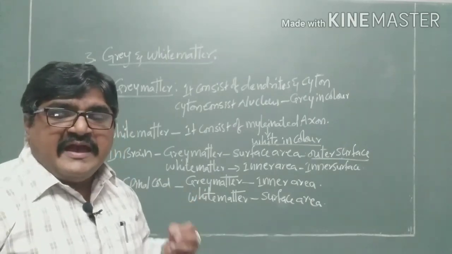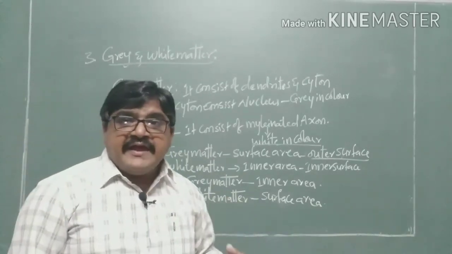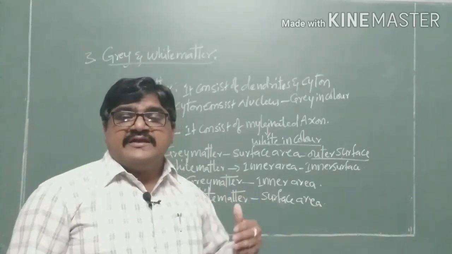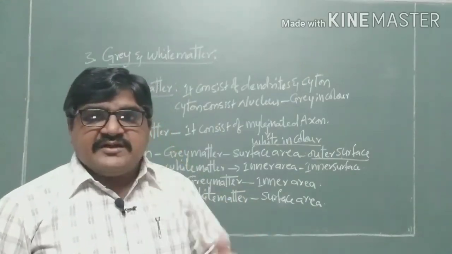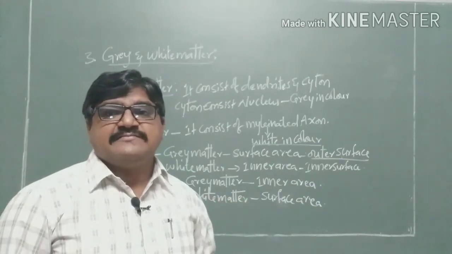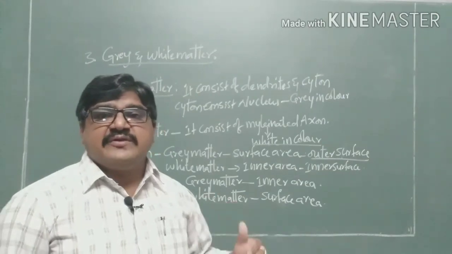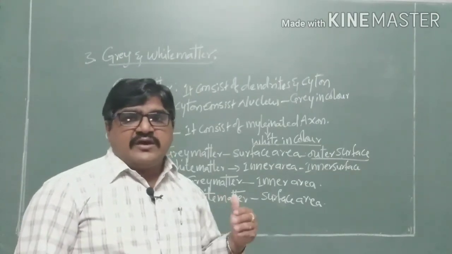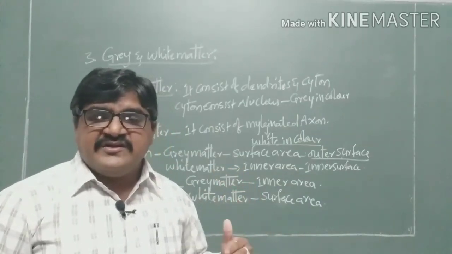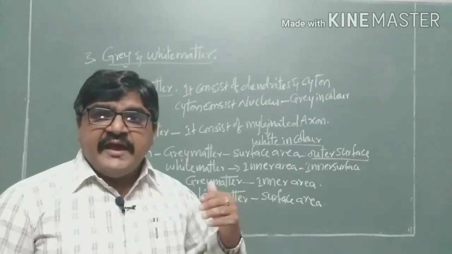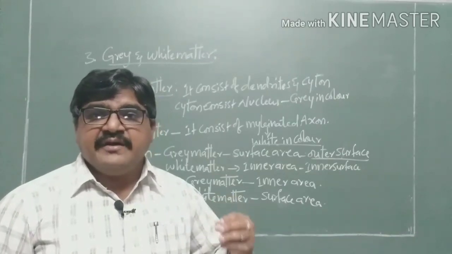So these are the three types of coverings which protect the brain as well as the spinal cord in the central nervous system. Not only the skull and vertebrae, here additional coverings are also present. We can call them three coverings. One is called meninges, the second is called cerebrospinal fluid, and the third is the gray as well as the white matters.